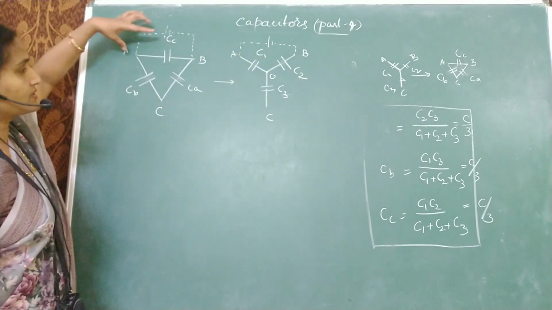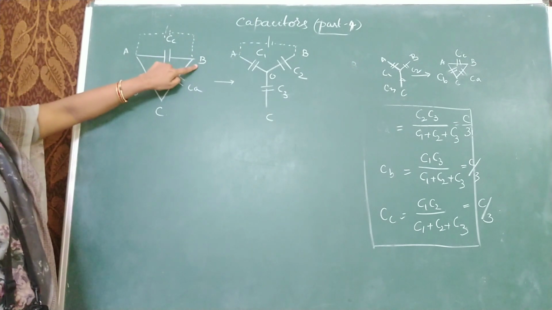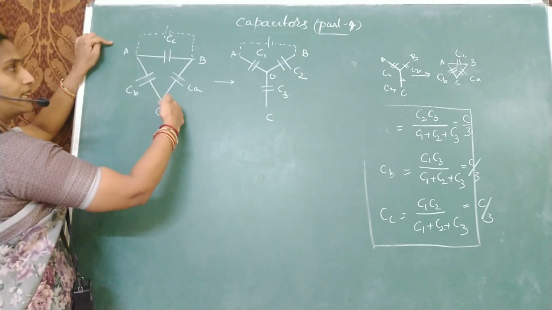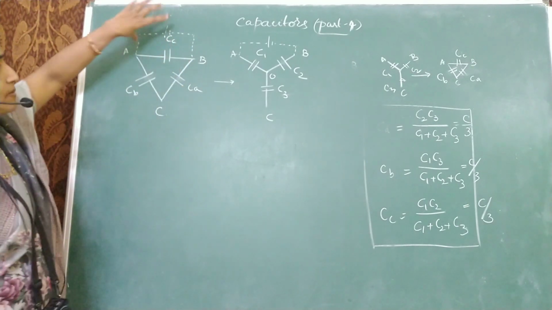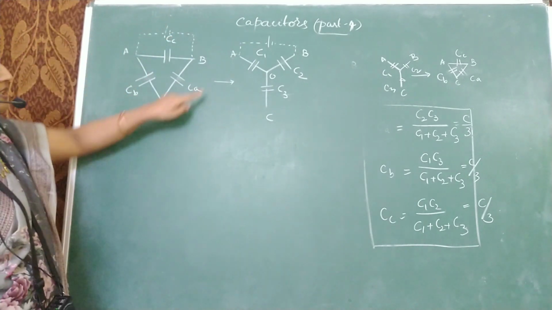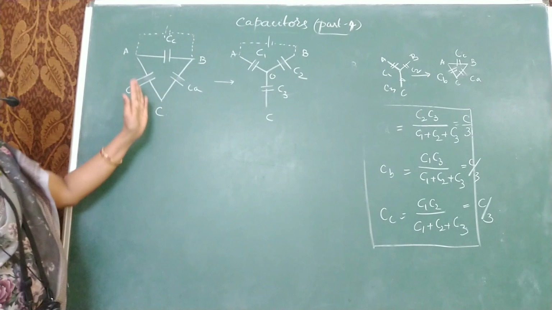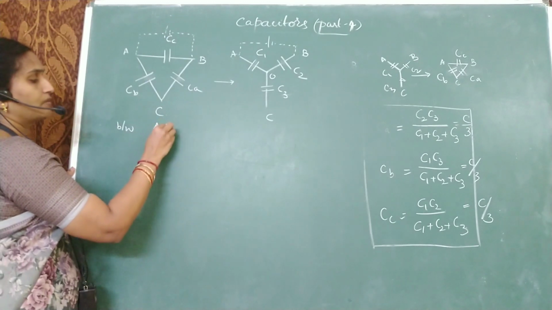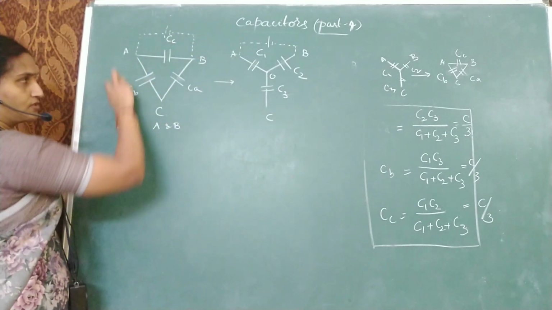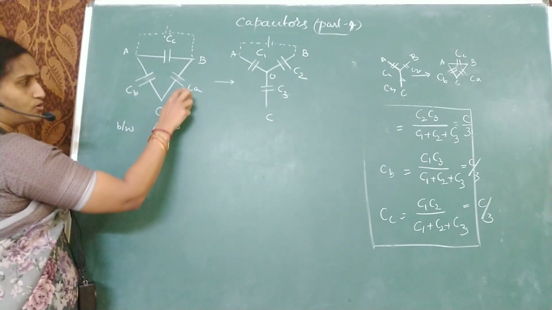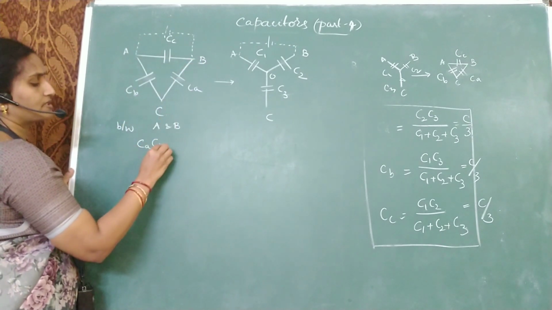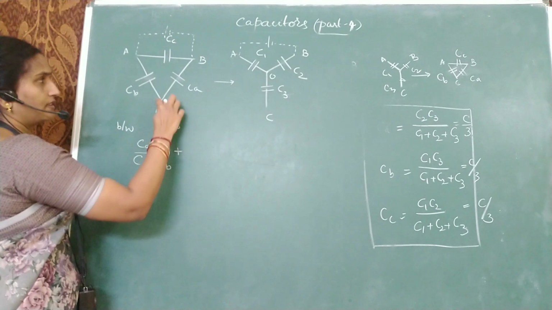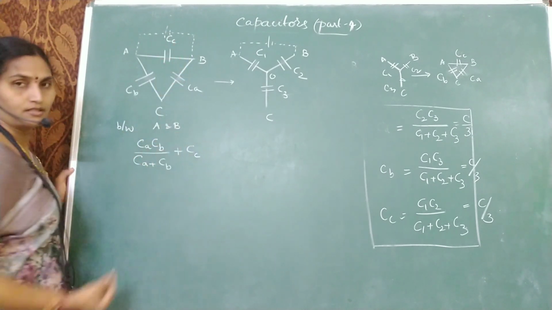So what is the equivalent capacitance of this circuit between A and B? If you observe the circuit, these are the two terminals. CA and CB are in series, and that is in parallel to CC. I am connecting a battery between A and B to get the equivalent capacitance of this network. These two capacitors are in series, so the equivalent capacitance would be CA into CB by CA plus CB, which is parallel to CC. Okay, this is the answer.